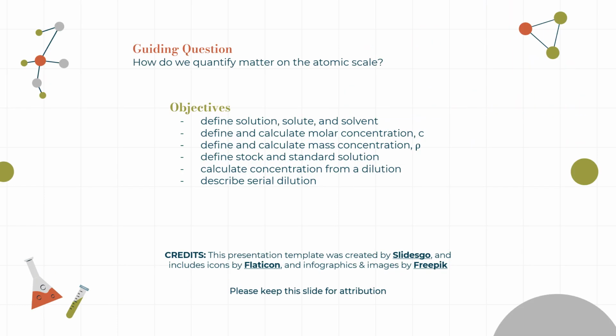And on that note, my friends, we have accomplished our guiding question, quantifying matter on the atomic scale. We defined solution, solute, and solvent. We talked about molar concentrations and mass concentrations. We defined stock and standard solution. Standard, we just know what its concentration is. We calculated concentration from dilution, memorized that formula C1V1 equals C2V2. We talked about those super cool serial dilutions.